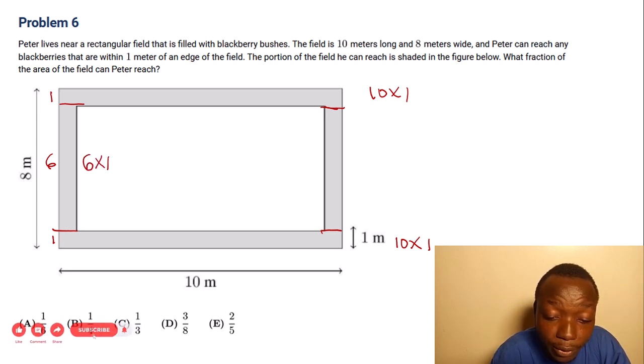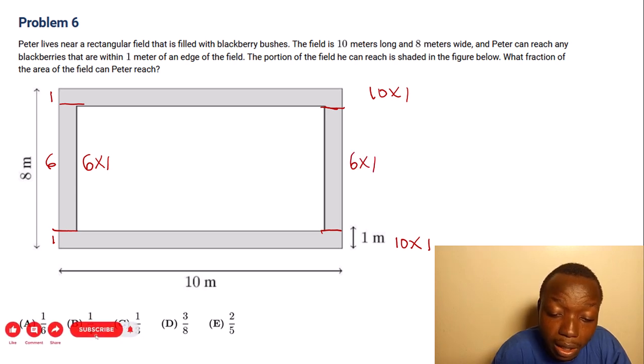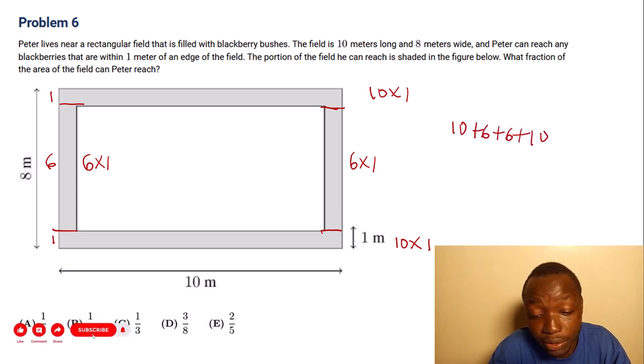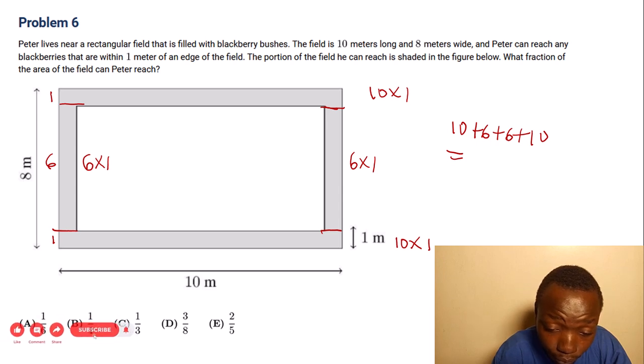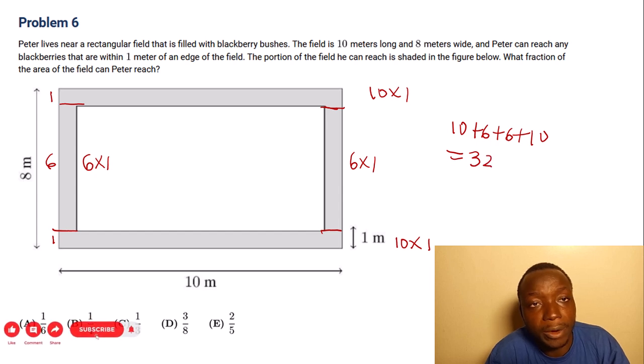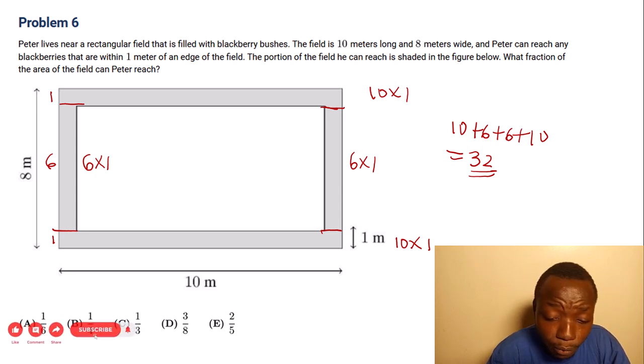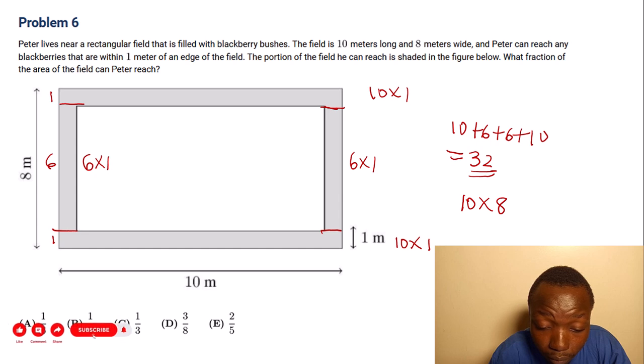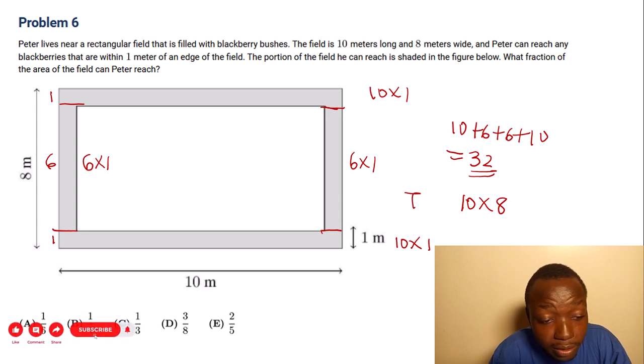At the end of the day, we're going to have 10 plus 6 plus 6 plus 10. This will give us our total area. So 10 plus 6 is 16, plus 6 is 22, plus 10 is 32. So this is the total area of the shaded portion, the area that Peter can reach. All right. Now let's calculate the total area of the field so we're able to find the ratio. So for the entire field, it's simply going to be 10 times 8. This is the total area. All right. So it's going to be 80 square meters.